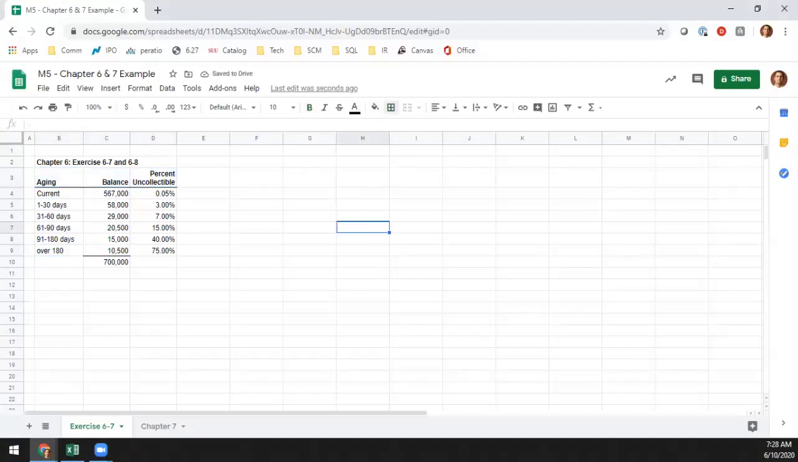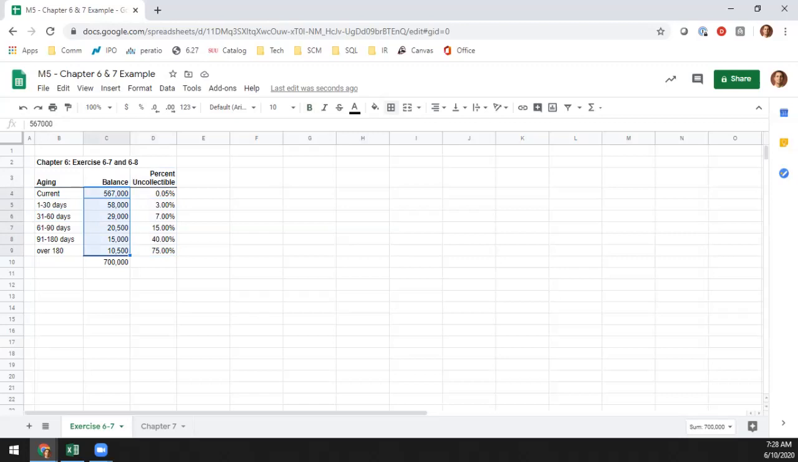Okay, let's get started. Estimate what the proper balance of the allowance for doubtful accounts should be as of December 31st. Okay, so to estimate the allowance for doubtful accounts using the percent uncollectible method, we have to estimate what percent is uncollectible for the different age of the receivable. In this case, it's already given us what is uncollectible based on the different ages of receivables and the balance in each of those categories.